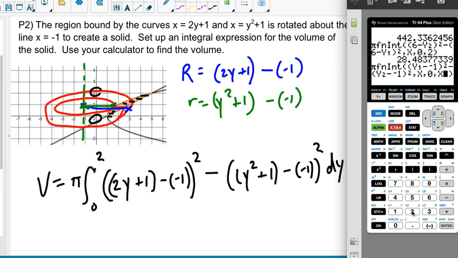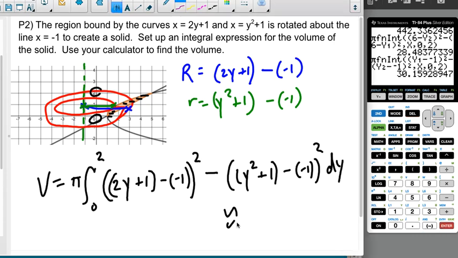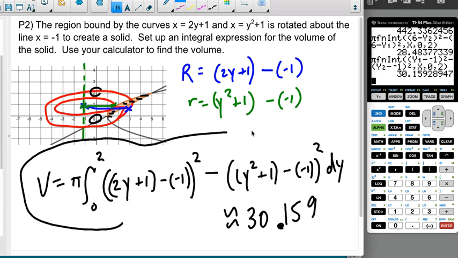Now, it is worth noting that on a real AP, you're not conveniently going to have a problem just like the one you just did right above you in the calculator, but in this video, it makes way more sense than re-entering everything from scratch. So I hit enter, and I get approximately 30.159, and that's what I need for my AP, right?